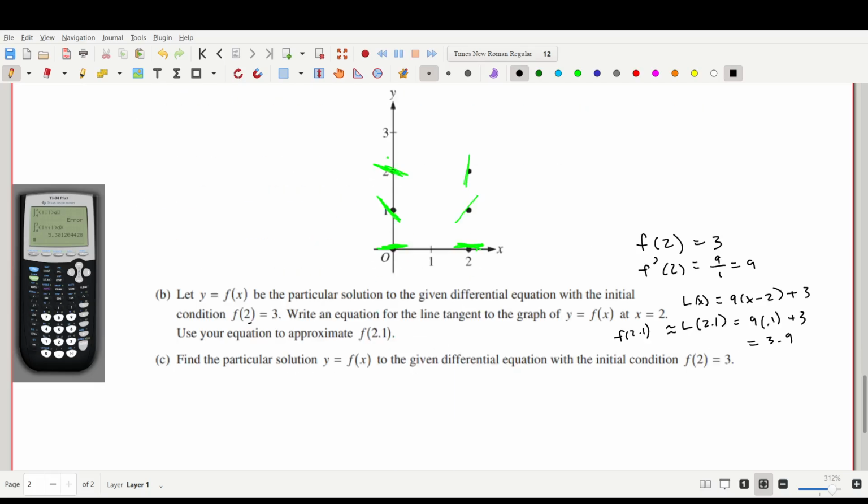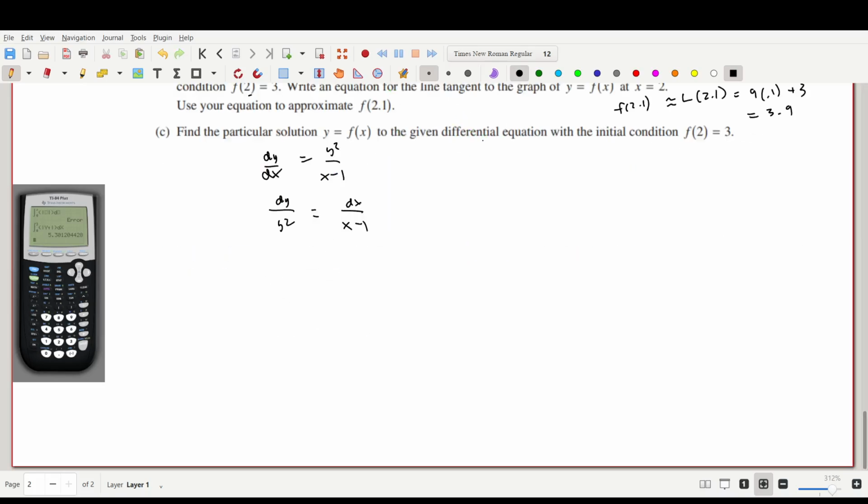All right, find the particular solution. Okay, let me write it out again. dy dx is y squared over x minus 1. I divide, so y to the negative 2 dy equals 1 over x minus 1 dx. Integrate both sides. It's not a natural log on the left, even though it looks like it. It's just negative 1 over y. And the one on the right is a natural log: natural log of x minus 1, plus c, of course. We'll just solve for y. y is negative 1 over ln of x minus 1 plus c. Yep, looks fine. And then you just plug in 2, 3 to find c.